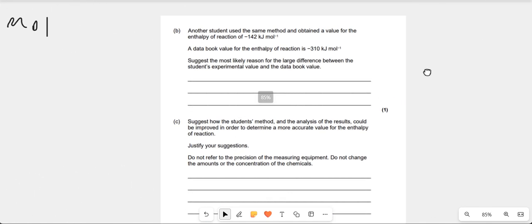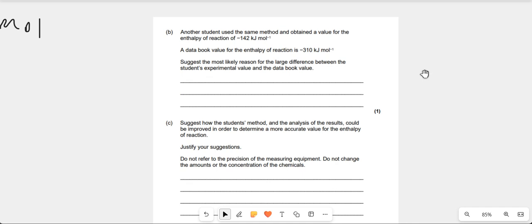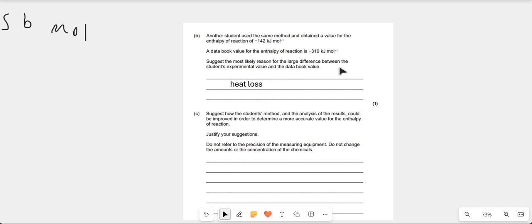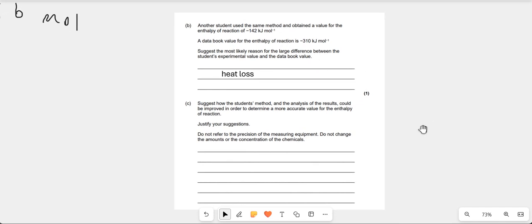B. So this is most likely the reason for a large difference between the student's experimental value and the data book value. For this one, you can't talk about it being different because the data book is an average mass, because it says there's a large difference. So a large difference is probably caused by heat loss. Because the average should be similar to what you get if it's done correctly. It shouldn't be that big. The reason it's that big is because of heat loss.